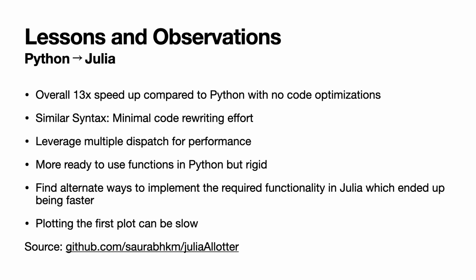But in Julia, since these ready-made functions were not there, this ended up being an advantage because this led me to find out alternate ways to implement the required functionality, which actually ended up being faster. Finally, in Julia, plotting your first plot can be a little slow, but we seldom required it in this work. You can find the source code of this work on GitHub as a link on the slide. It is currently being packaged as a general purpose allotter to work for any allotment problem.